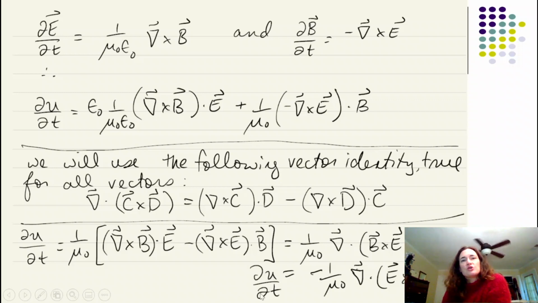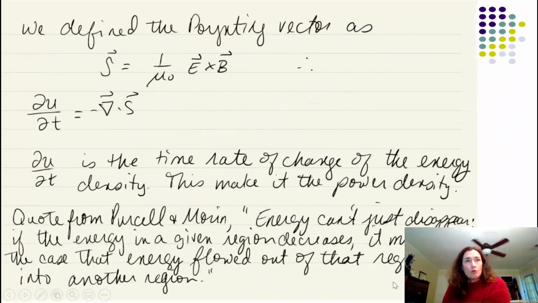So now I have partial u with respect to t is equal to negative 1 over mu naught del dot e cross b. Okay? Now 1 over mu naught e cross b, that's my Poynting vector. So, since that's the case, that means that partial u with respect to t is equal to negative del dot s. And I'm done. I've got a mathematical relationship here now that relates my energy density u to my Poynting vector s. So let's talk about it for just a second.